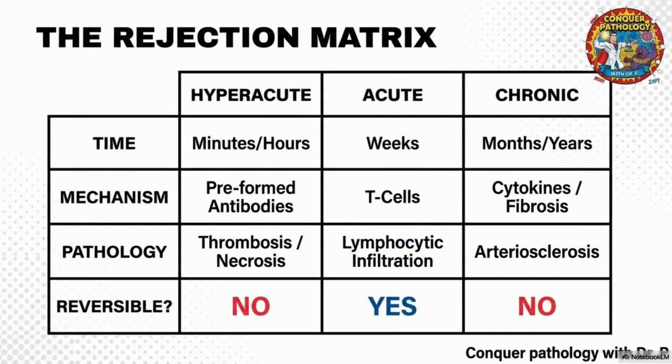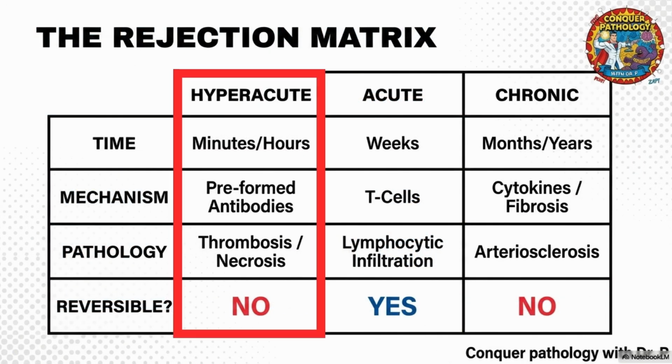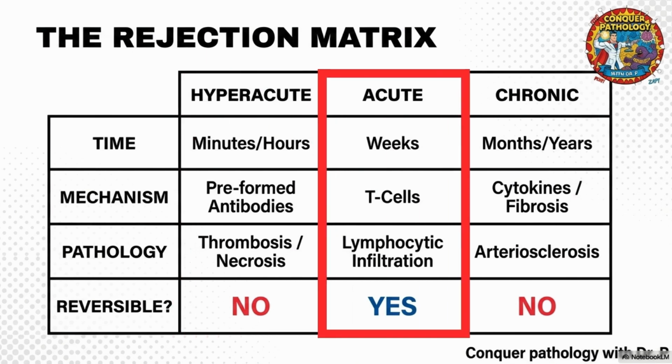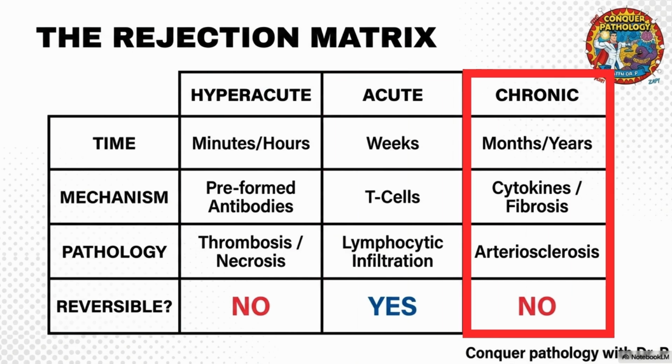Final debrief. Here is the rejection matrix. Hyperacute: minutes to hours, preformed antibodies, thrombosis, and not reversible. Acute: weeks, T cells, lymphocytic infiltration, yes, reversible. Chronic: months to years, cytokines and fibrosis, arteriosclerosis, and not reversible.